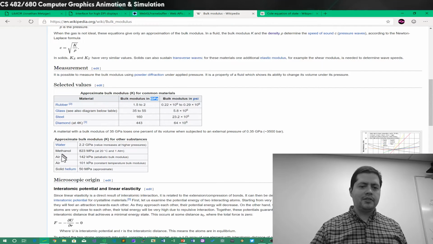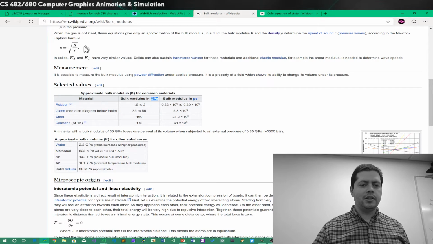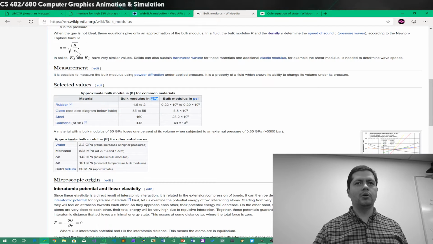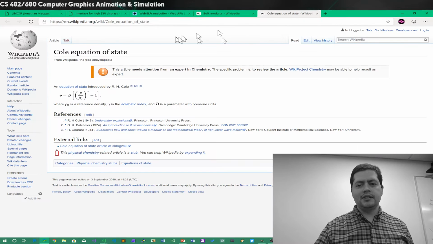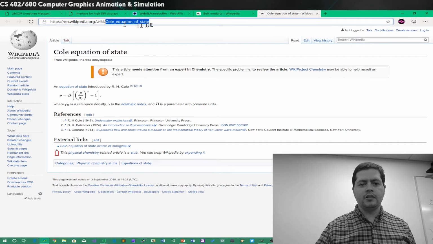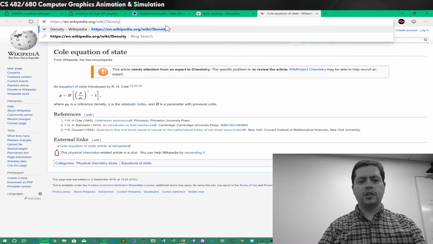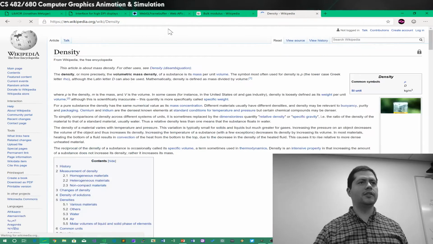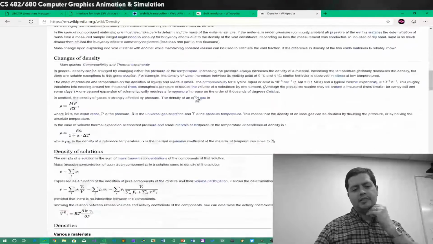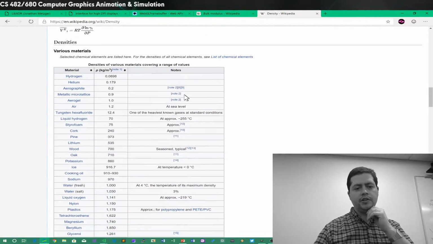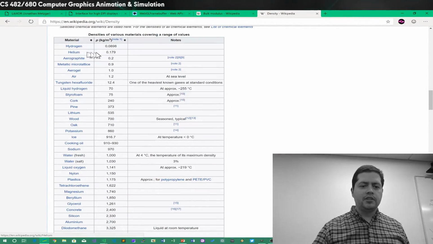So here's what happens. I've got my bulk value here, and now I want to divide it by rho. Then you have to talk about density. So let's find out what are realistic values for density. Here's a nice little table. We've got helium at 0.179 kilograms per meter cubed.